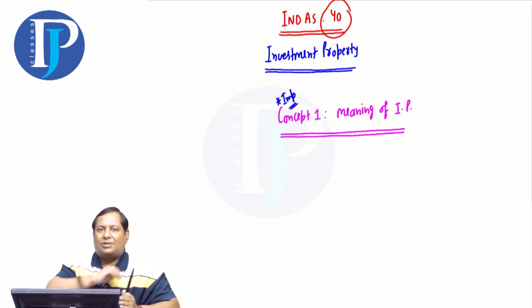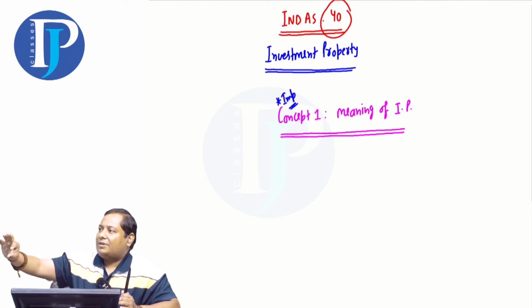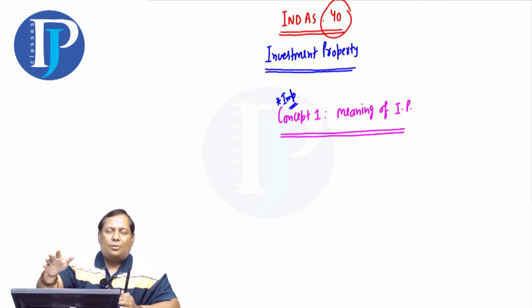What will we discuss in this chapter? Don't worry about numbering. We are doing 40. Then sir started with 16. Then 23. Don't look at the numbering, look at the chapter.